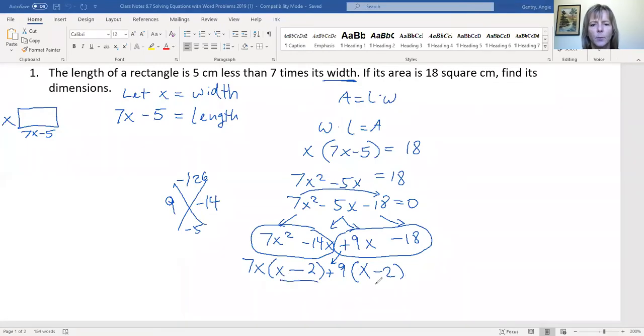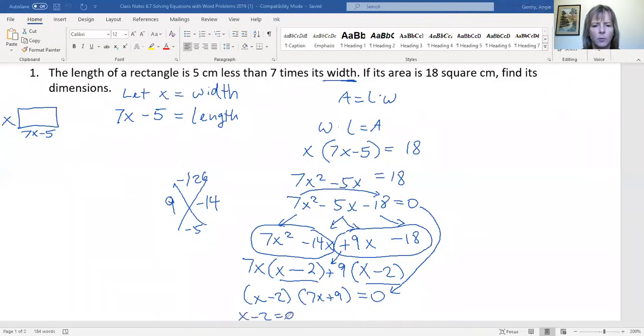Now this is a common binomial factor. I pull that forward, and I put my leftovers. And then I have equals 0. I was a little lazy in between and didn't write equals 0. You should keep that as an equation. Now I solve each one of those.